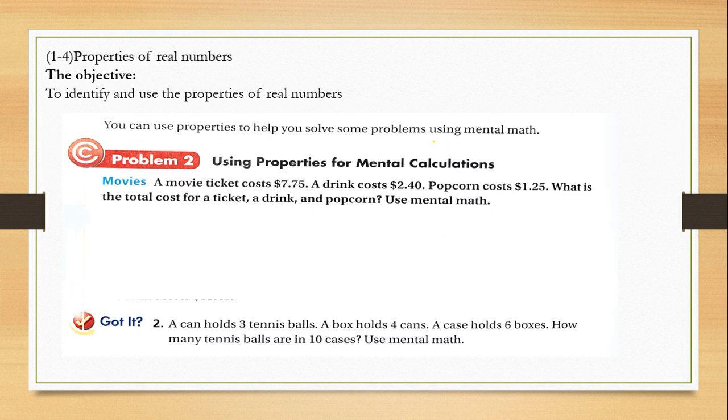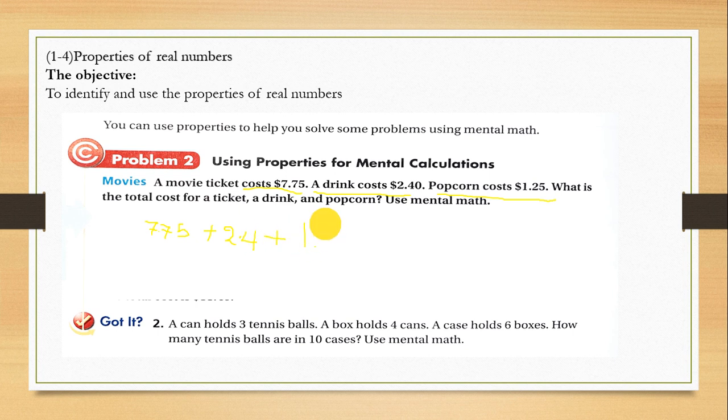Here we have using a property for mental math calculation. So here we need to write the expression that we have to find the total ticket. A movie ticket cost is this one, then a drink cost is this one, and popcorn costs 1.25. What is the total cost? So the total cost is the total cost for a ticket, a drink, and popcorn. Use mental math. First thing first, you know the total cost. You are going to add them all to get the total, how much you should pay. They need you to use the properties, but basically it's really simple. You can just add them the way that you like.